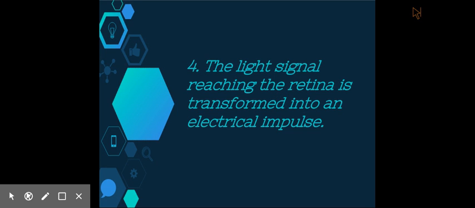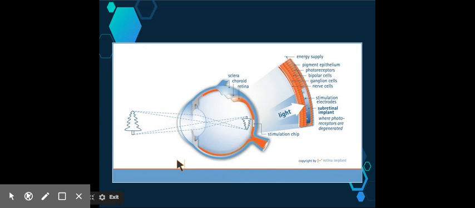Okay, so now we're up to section 4 of the syllabus, which is the light signal reaching the retina is transformed into an electrical impulse. Up until now, we've been looking at how light waves get to the retina at the back of the eye. Once the eye has focused light on the retina, the light signal is transformed into an electrochemical impulse, which is carried by the optic nerve to the brain.